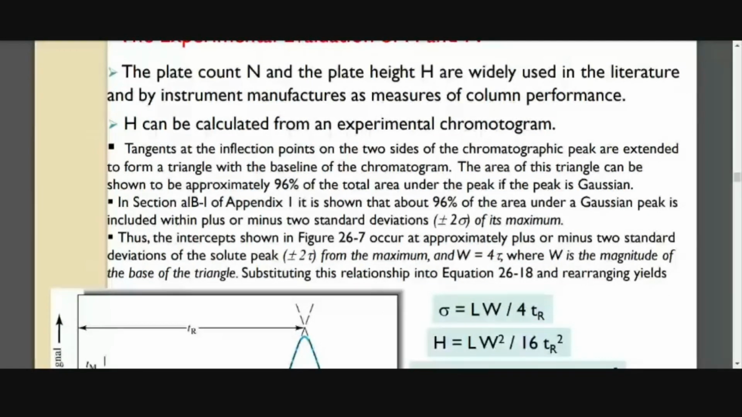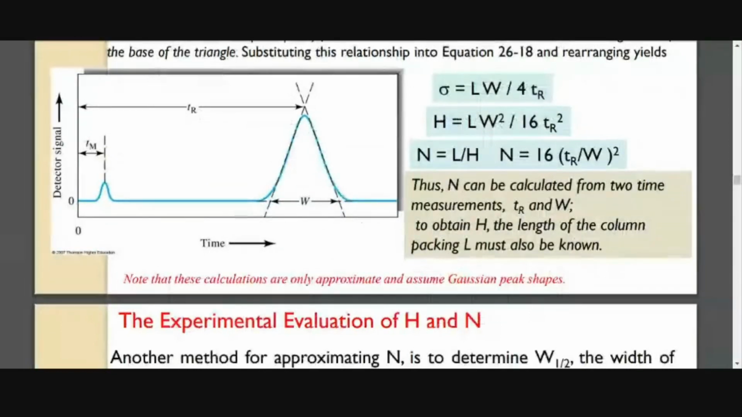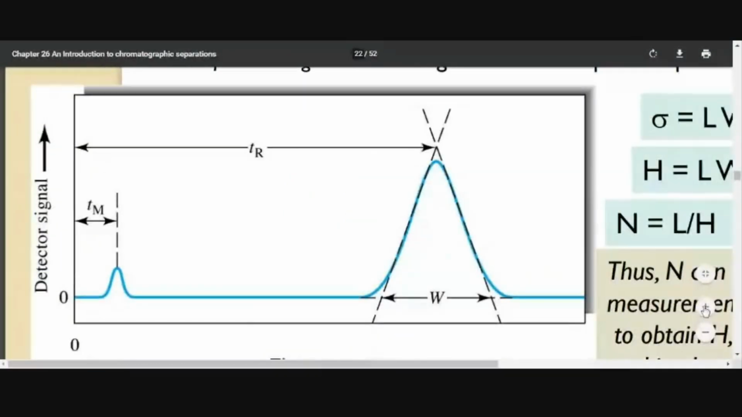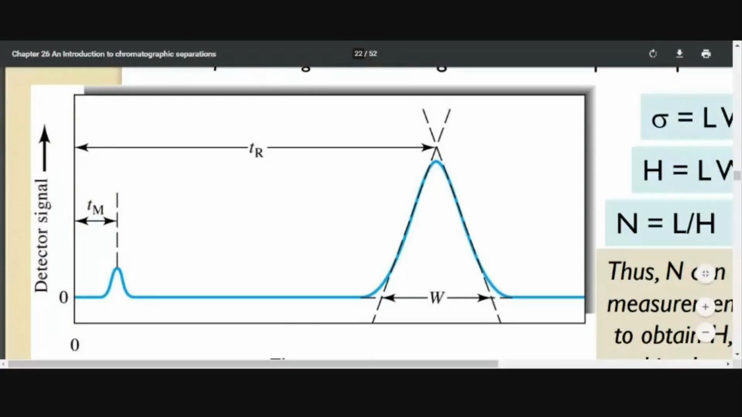Now, capital H, that is plate height, can be calculated from the experimental chromatogram. I want you to observe this chromatogram. Let me magnify this. Have you seen this diagram before? We saw this diagram when we looked at the definition of retention time. So even here you can see TR and TM.